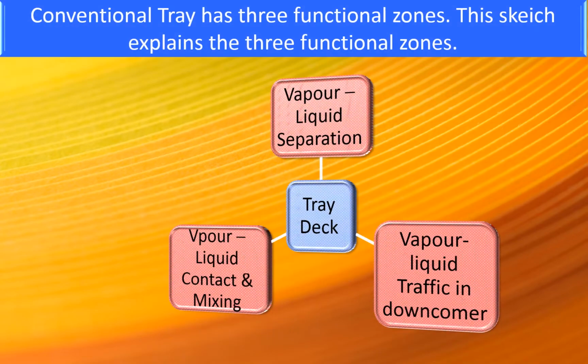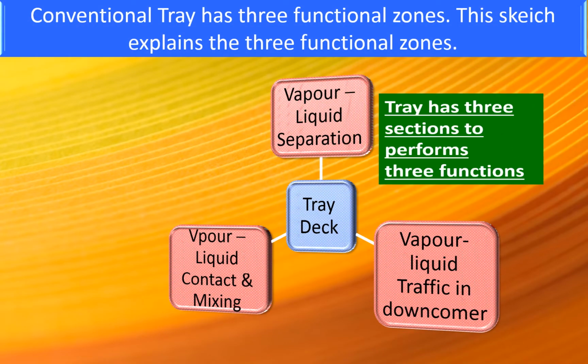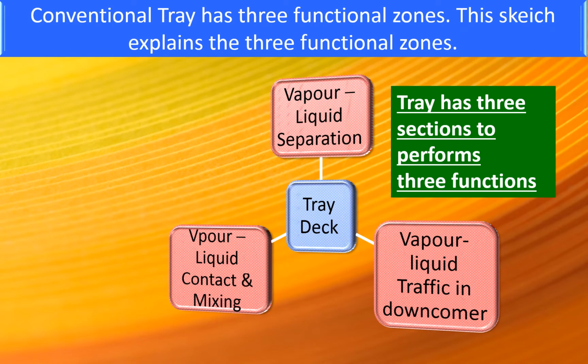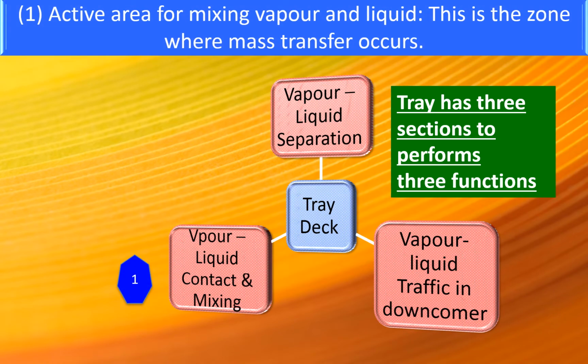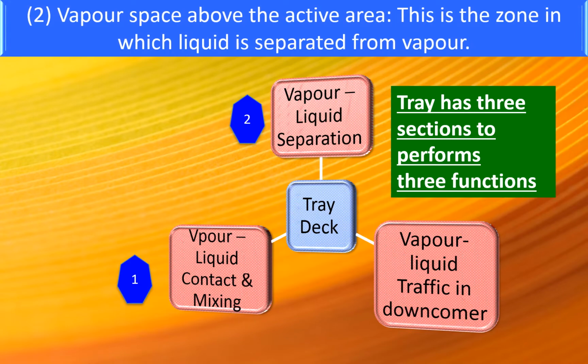Conventional tray has three functional zones. This sketch explains the three functional zones. 1. Active area for mixing vapor and liquid. This is the zone where mass transfer occurs. 2. Vapor space above the active area. This is the zone in which liquid is separated from the vapor.